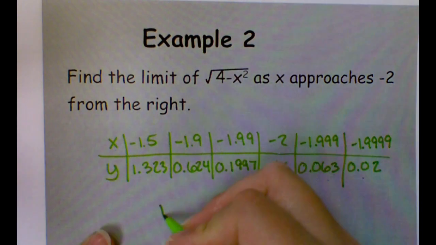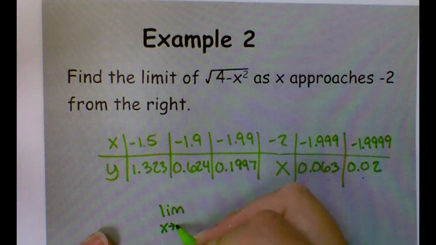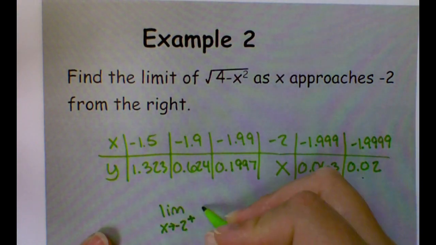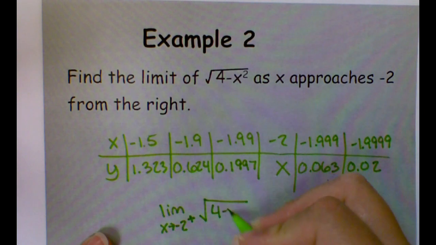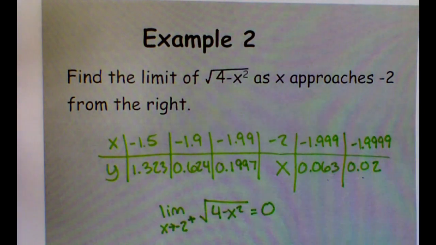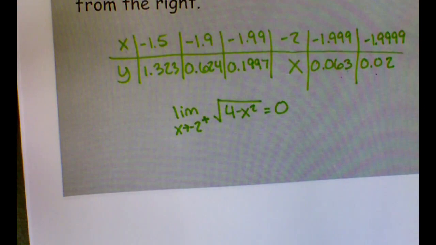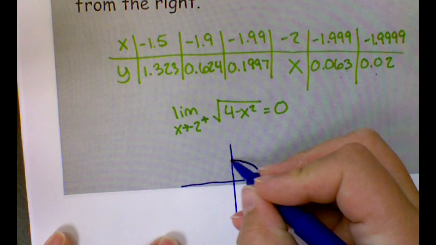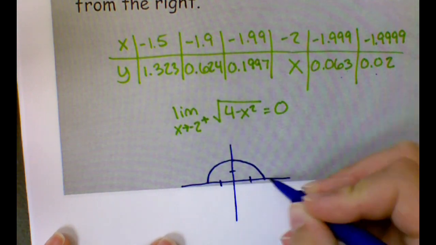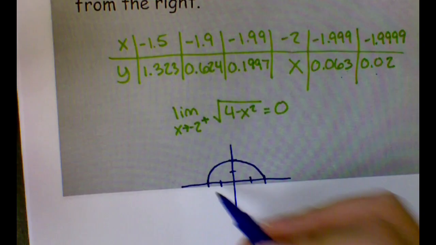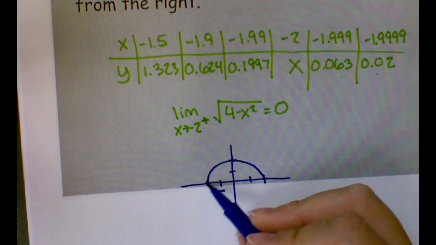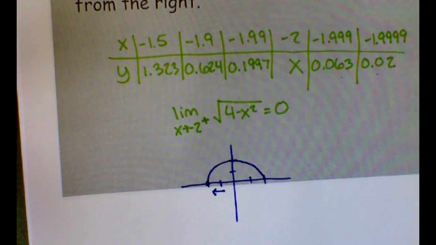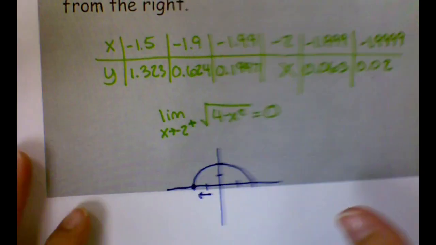So I'm going to say that the limit as x approaches negative 2 from the right of the square root of 4 minus x squared equals 0. I can verify this by looking at the graph. The graph of this function is actually a semicircle, the top half of a circle with a radius of 2. So as I approach negative 2 from the right, I am approaching a value of 0. Notice that I had to do the limit from the right because from the left, that function does not exist.